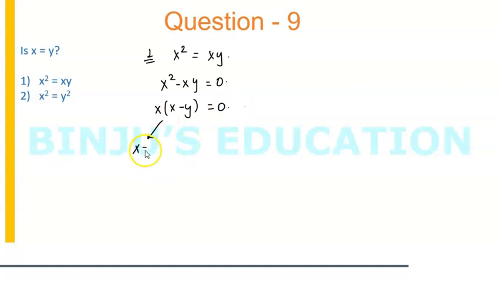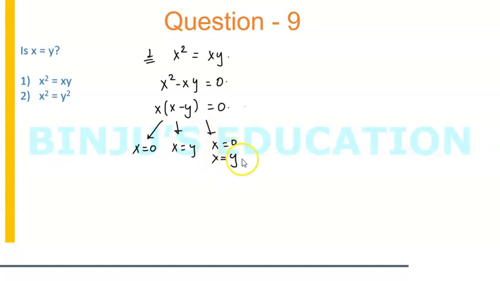Okay, let's see what we can do with this one. Is x equal to y? Statement number one, x square is equal to xy. So I'm going to subtract xy on both the sides. So x into x minus y is equal to 0. So I can have x is equal to 0, I can have x is equal to y, or I can have x is equal to 0 and x is equal to y.